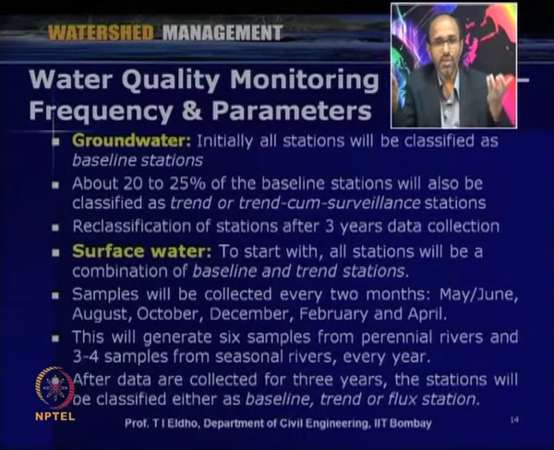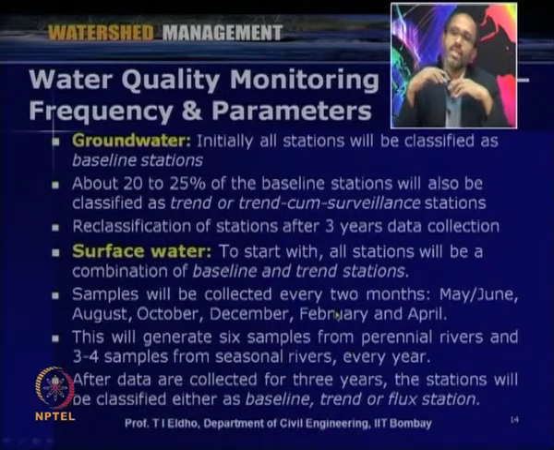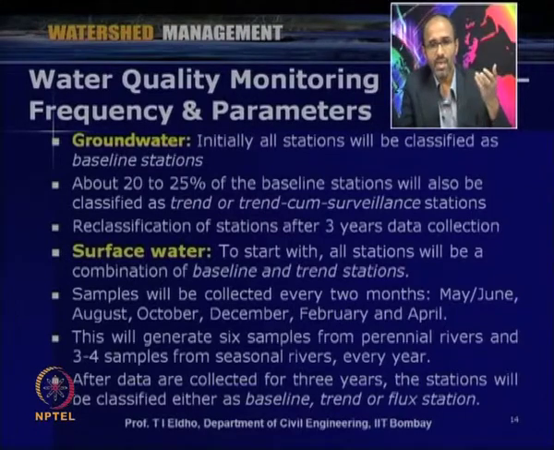We can have a combination of these baseline and trend stations, and then samples will be collected at least every 2 months, in India during May, June, then August, October, December, February, April, like that. This is according to the seasonal variation, like summer season, monsoon season, then spring season, autumn season. This will generate at least 6 samples from, for example, perennial rivers, and 3 to 4 samples from seasonal rivers every year.